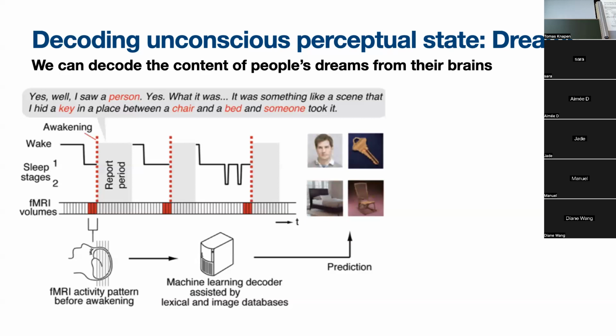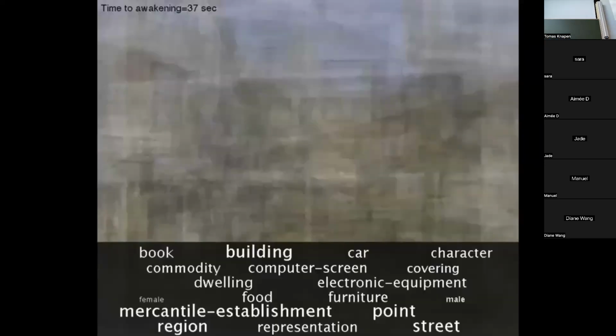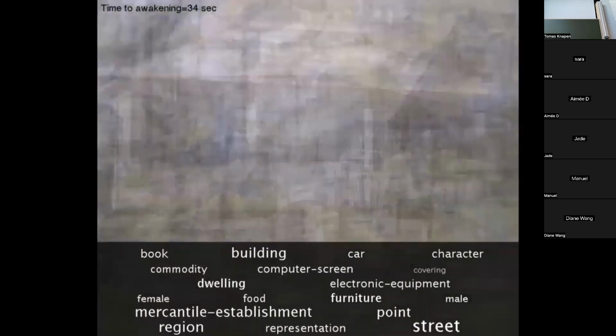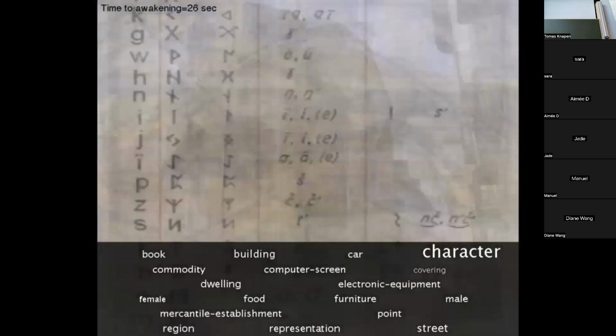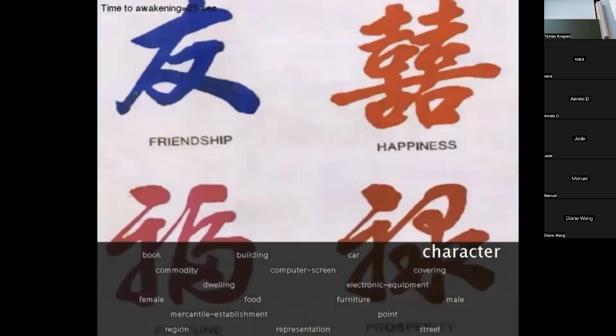We can talk more about this later, but it's not brain imaging, so in any case, I'm going to show you the outcome, right? The word cloud is at the bottom. At the top is the sort of picture cloud that they made. Here you see the time to awakening, and it's going to count down, right? And then at the end, it's going to give you what the person said. So this is just coming from the decoder.